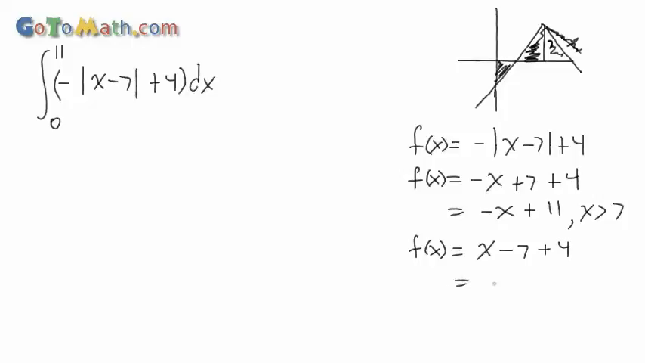Plus 4. So we end up with x minus 3. Is that right? Should be right. Okay, because when we plug 0 in for x, we should be getting negative 3 here. Set it equal to 0, we get 3. Okay. Alright. And of course, this is for x that's less than or equal to 7. Okay. Alright.